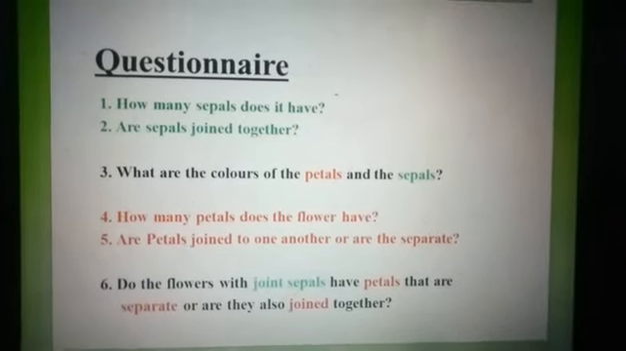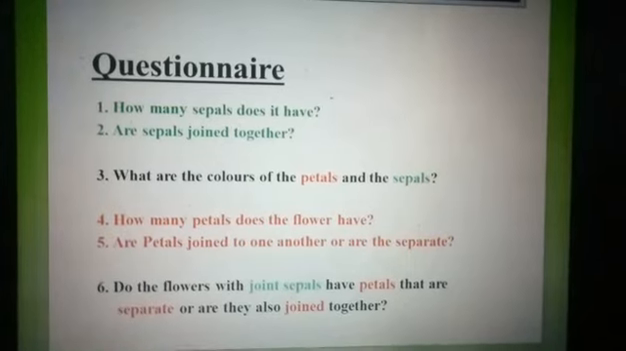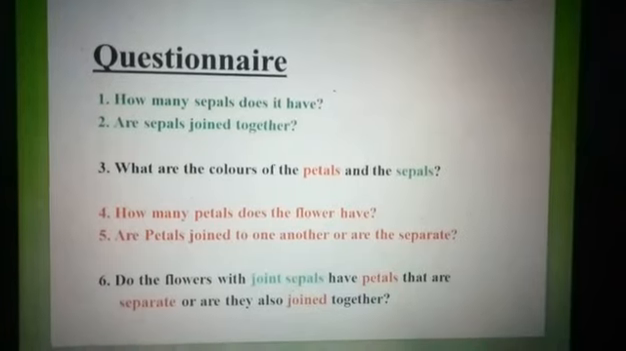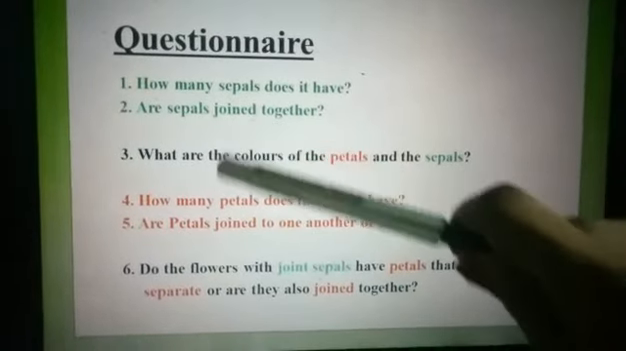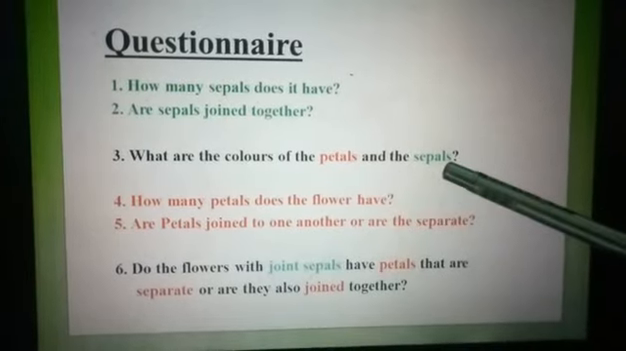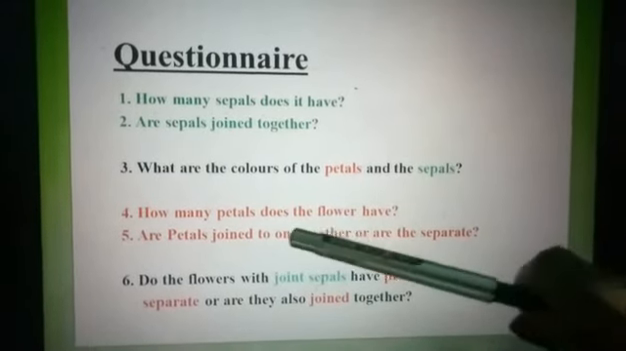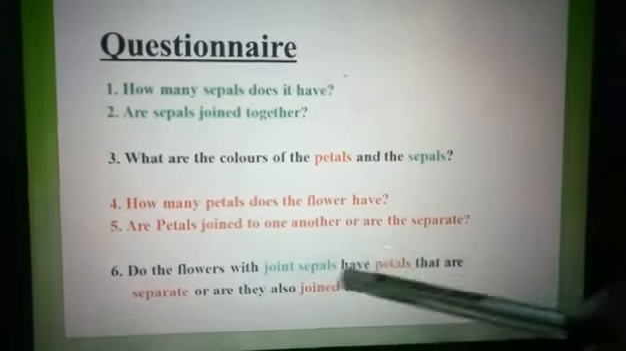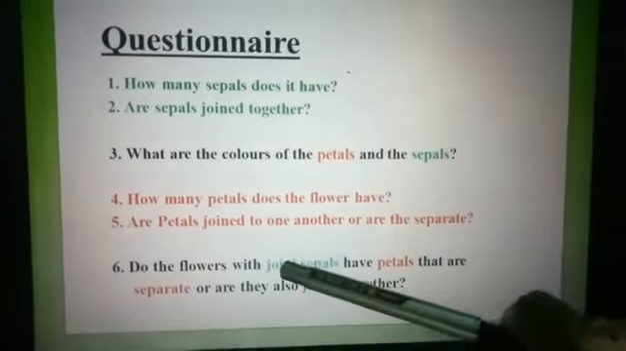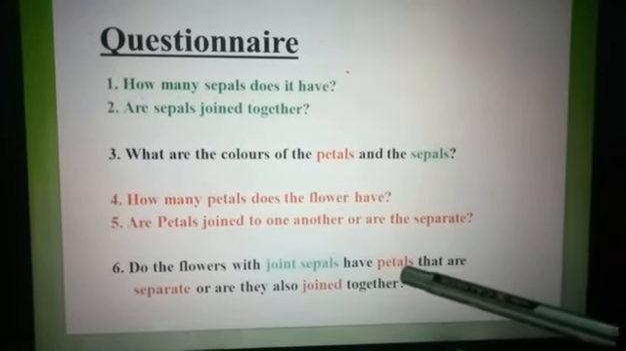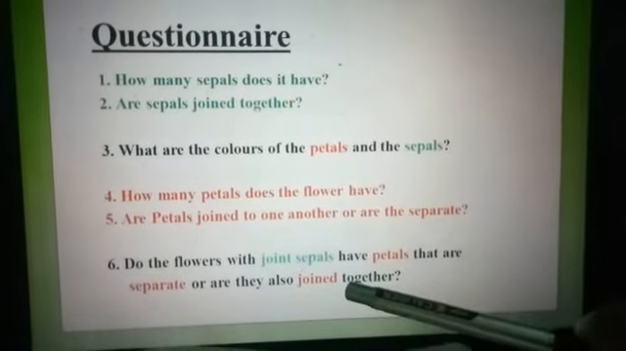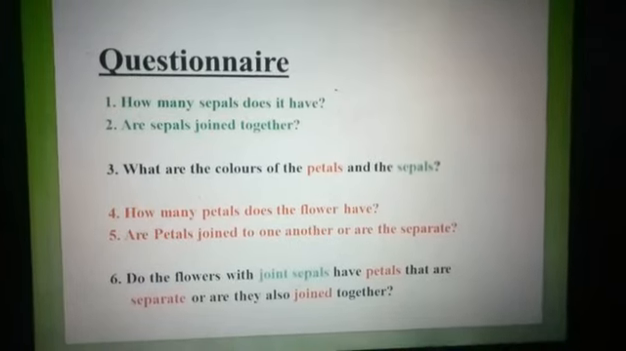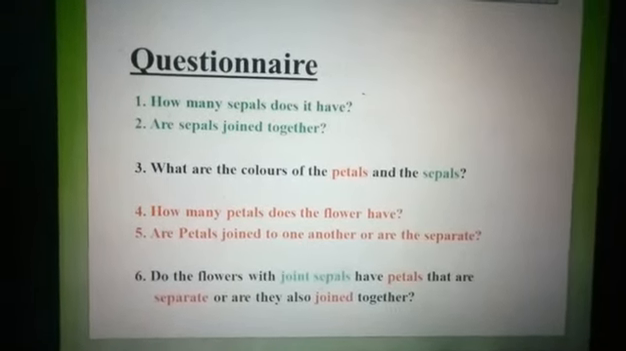So then next, whenever you go outside and get a chance to observe any flower, what will you look for inside it? How many sepals does it have, means what is the number of sepals, whether sepals are joined or not. Then what about colors of petals and sepals. Next we have a number of petals, whether petals are joined or they are separate, right? And then one more information is if sepals are joined, right, then whether petals are separate or they are joined. Clear? So these questions you must try to find out when you observe any flower.